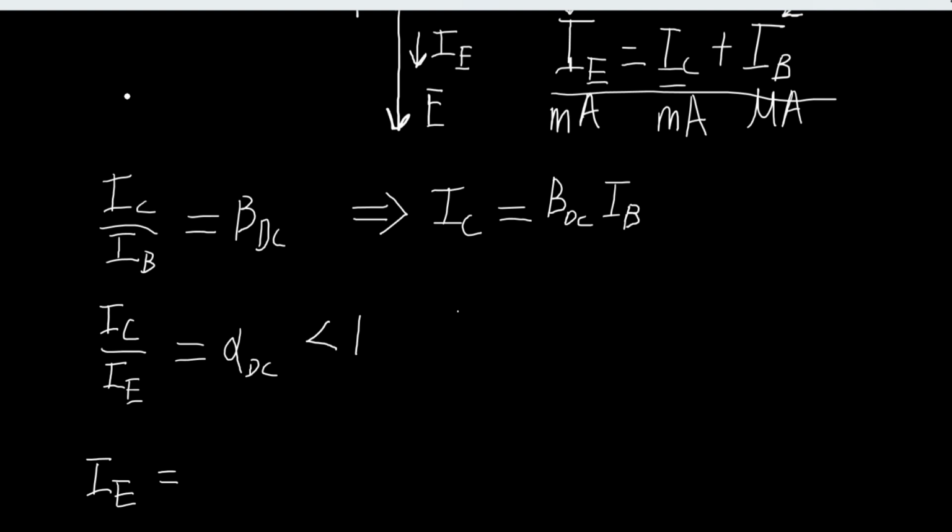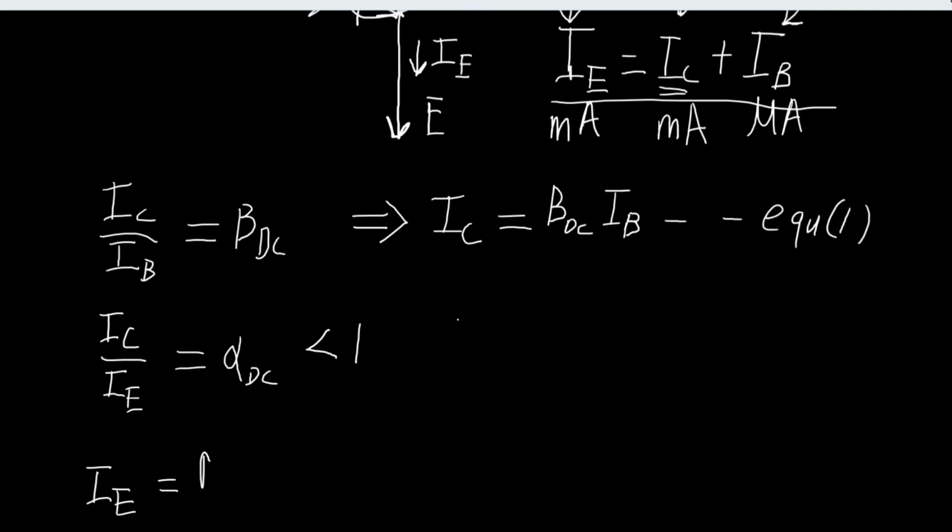Using this expression, let's call this equation 1. Using this, we have that IE is equal to, we're going to be replacing this with this. So we'll be having that IE is equal to beta DC IB plus IB.